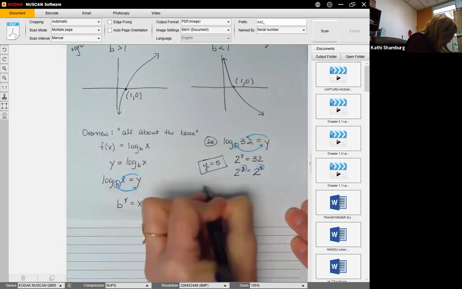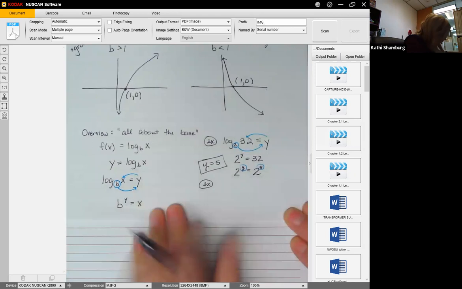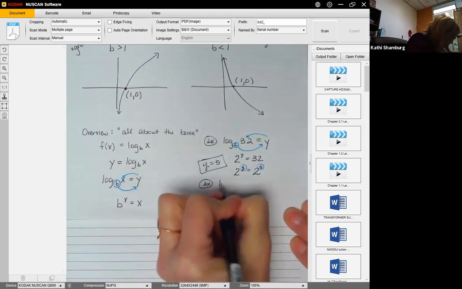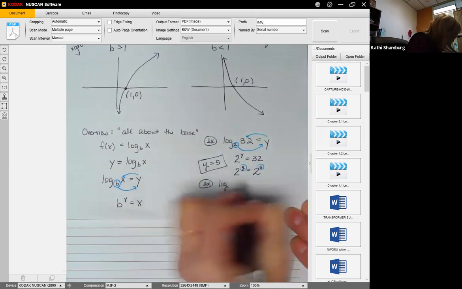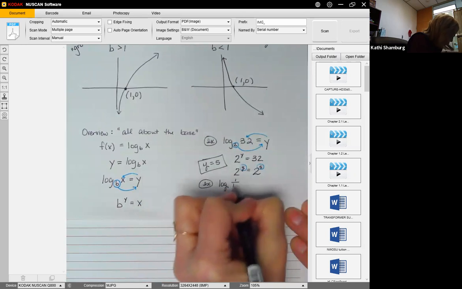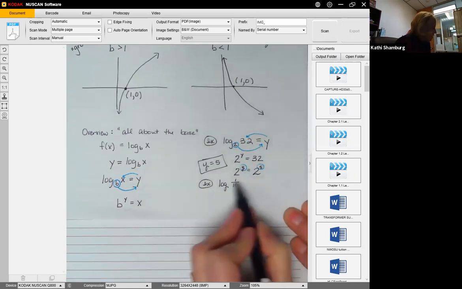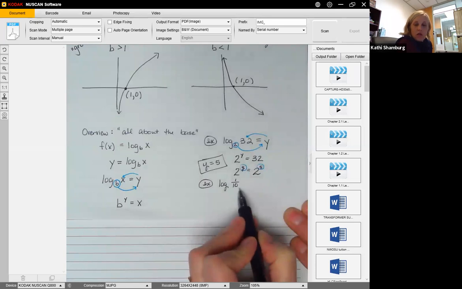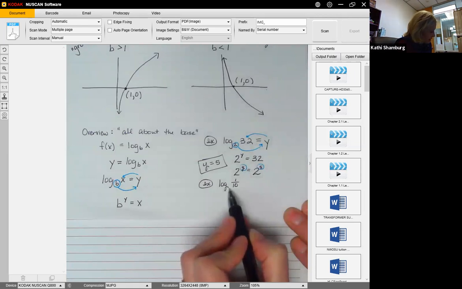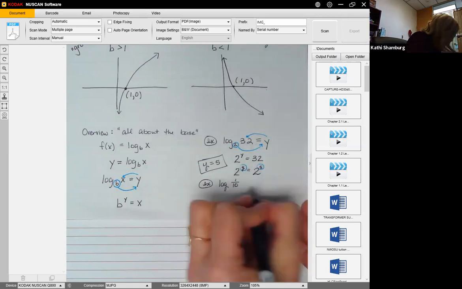All right, another example. Let's say we have log of the fraction 1/10. Now realize, yes, this is a fraction, but this is not what I'm talking about as far as whether you have growth or decay. That is the base. This is not your base.